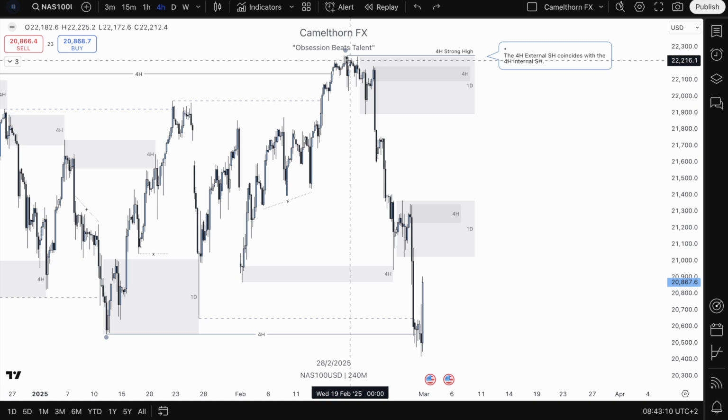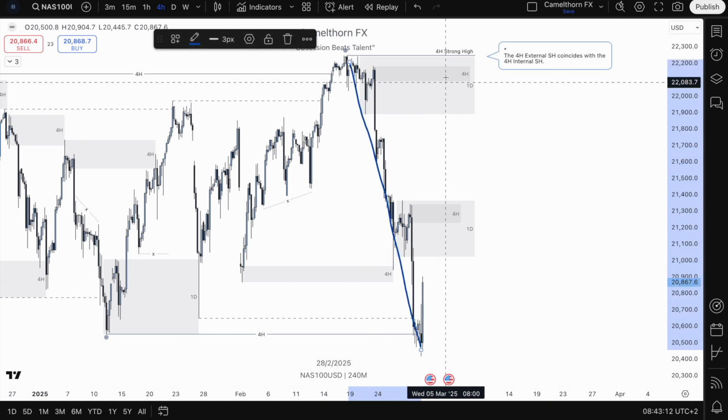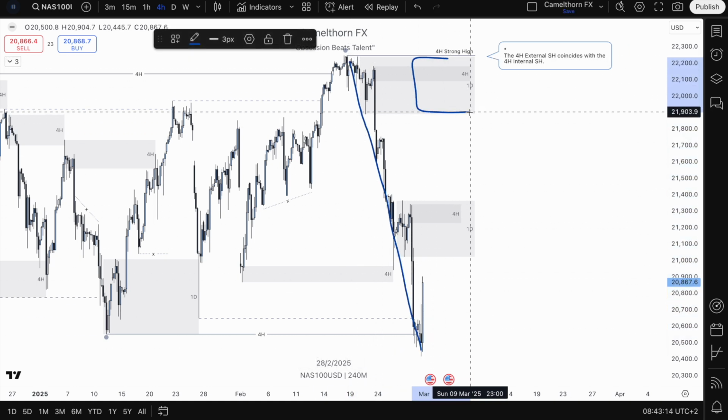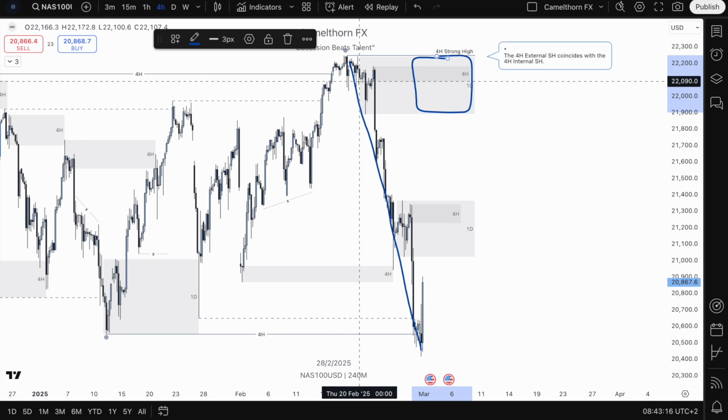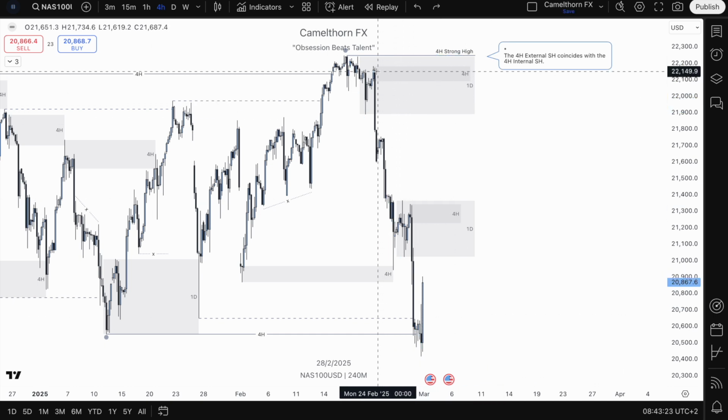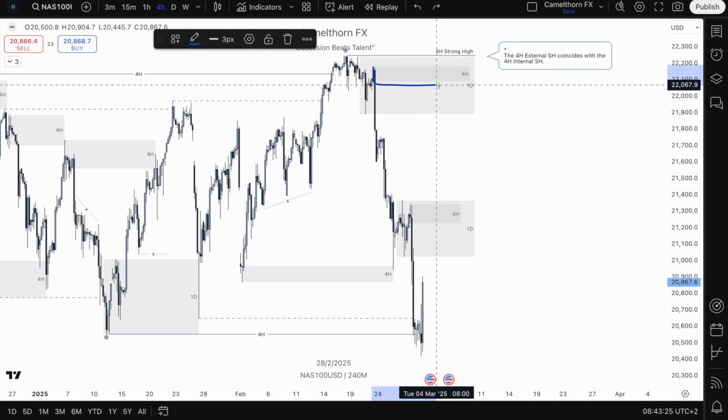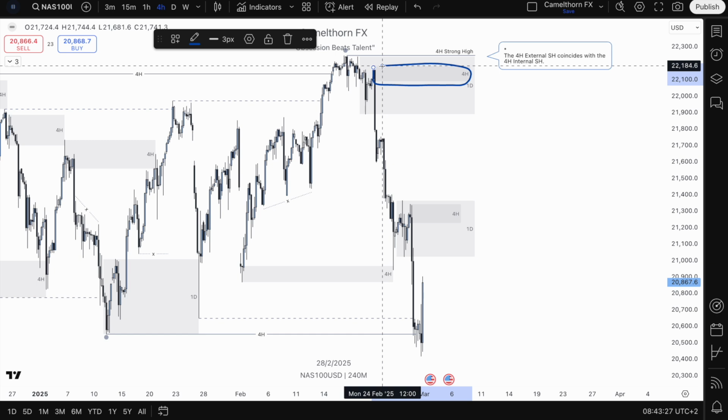Our second area of interest in terms of this impulsive phase is the daily supply that sits all the way at the extreme of our unconfirmed, yet to be established 4-hour external range. And that daily supply zone also has a refined 4-hour supply within it as well.